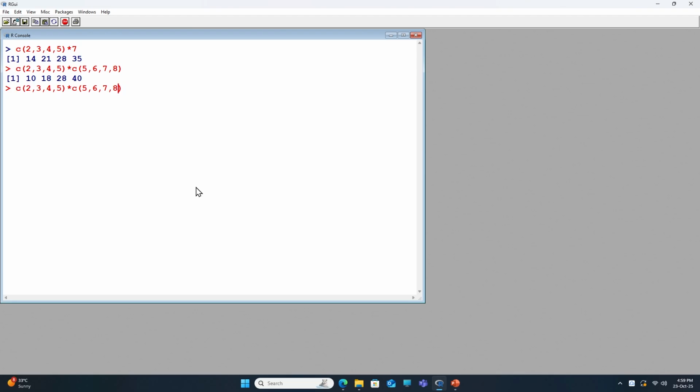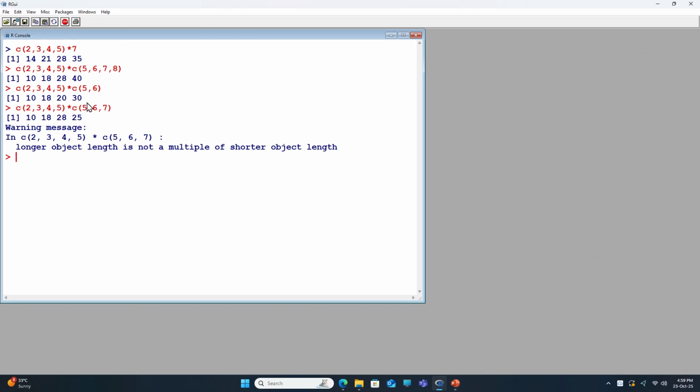And if you take the data length of the second data vector as only 2, then you can see that the first two positions of the first data vector, 2 and 3, will be multiplied by 5 and 6 respectively, and the third and fourth values will be multiplied by 5 and 6 respectively. And if you make the data length not an exact multiple of the longer data length, then it will become like this: 2, 3 and 4 will be multiplied by 5, 6 and 7 respectively, then 5 will be multiplied by 5, and after that there will be a warning message.